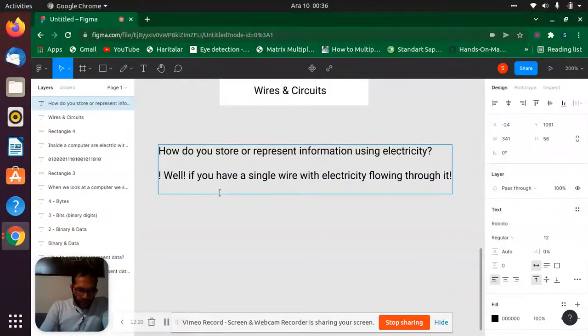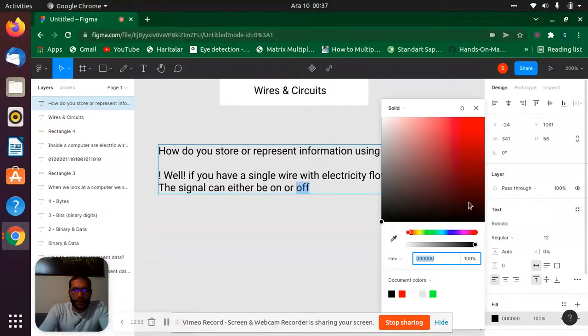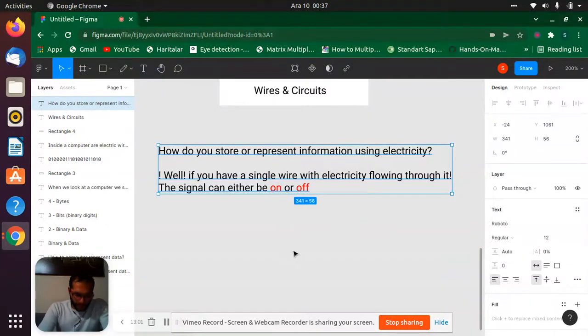And then come down. Maybe then we can say the signal can either be, yes, this important place here, can either be on or off. This is very important, okay? Just really think about it. This is very important. I can do things like yes, on or off. Okay, this one is important, please.